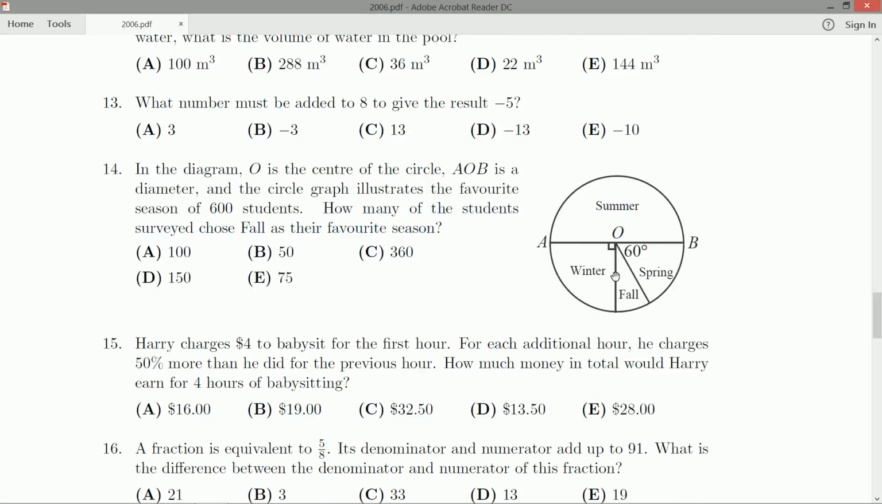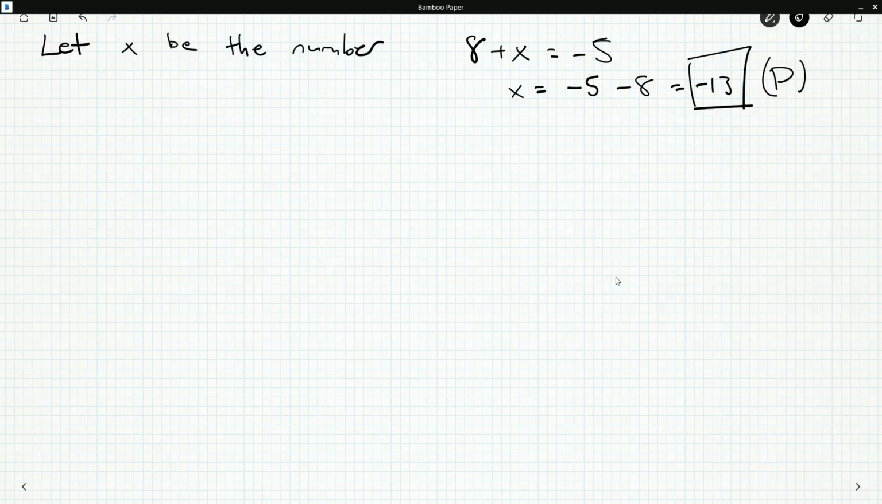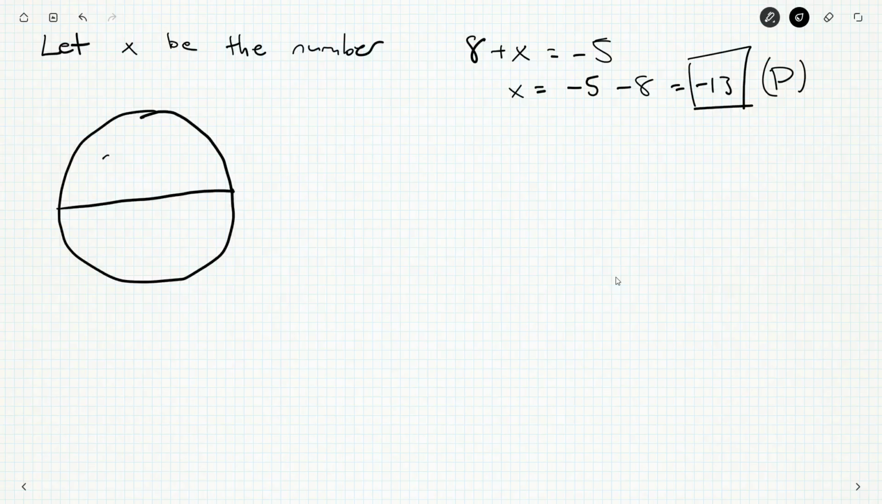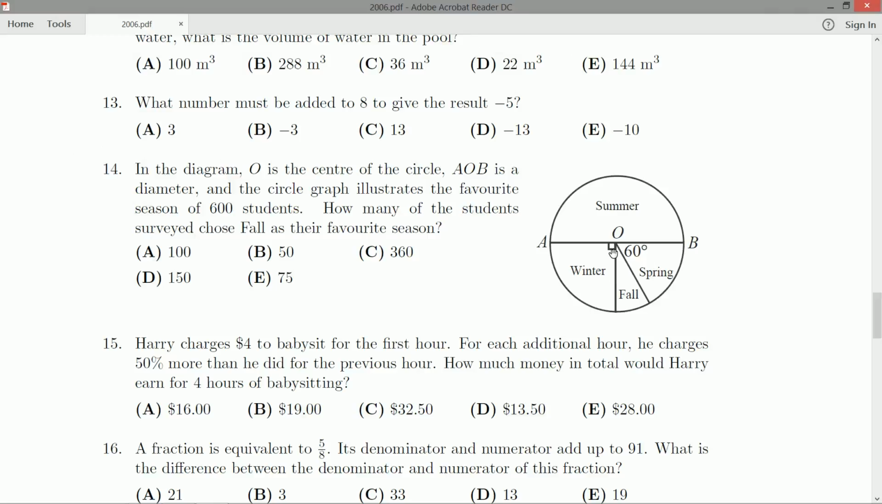All right, well, let's copy our picture. There's some angles here, and that's really what's going to do it for us. So we have a circle, and summer's up here. And then winter gives us a 90-degree angle, and AOB here is a diameter, so this is 180 degrees. Here we've got 90 degrees, and down here is winter. I don't think the fall angle was given, but the spring angle is 60 degrees here.